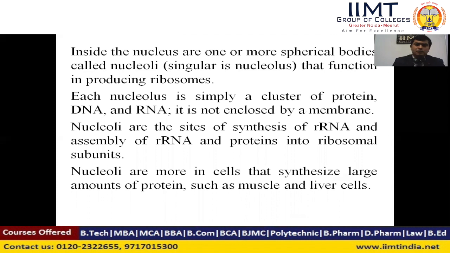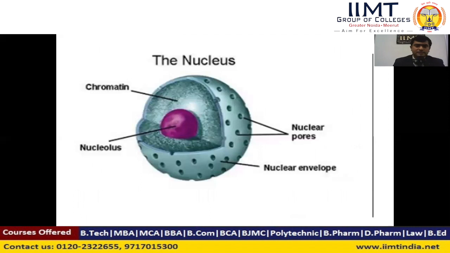Secondly, inside the nucleus, there are one or more spherical-shaped structures known as nucleoli. In singular form, it is a nucleolus. In this diagram, we can see another spherical-shaped structure located in the nucleus. That structure is known as a nucleolus in singular form, and multiple nucleolus structures present in the nucleus are known as nucleoli, right?